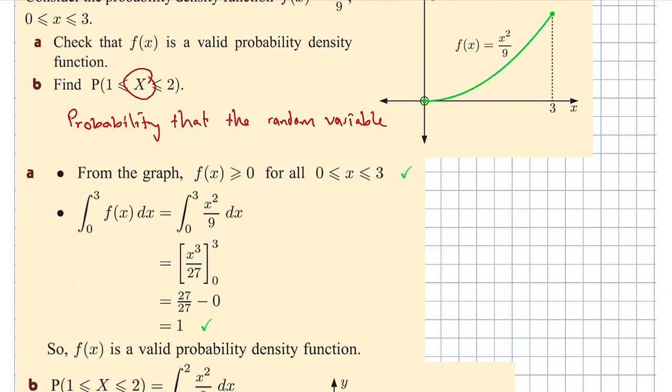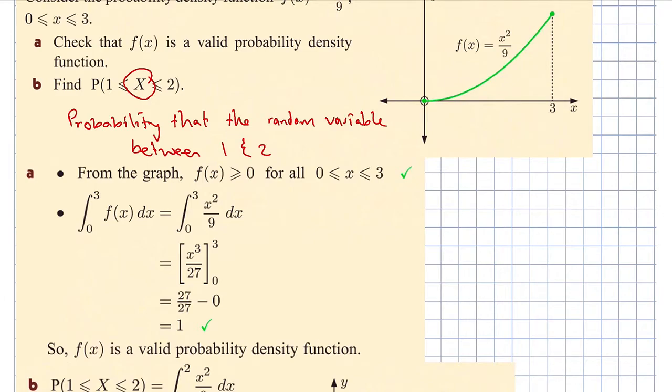In statistics, if we're talking about a random variable, in this case continuous random variables, we give it an uppercase X, rather than use the usual algebraic lowercase x. So that's saying, what's the probability that the random variable, whatever this variable is going to be, is between the values of 1 and 2. So between 1 and 2.